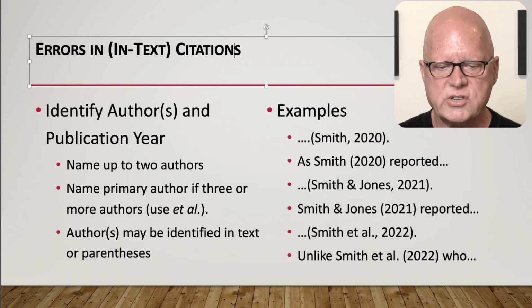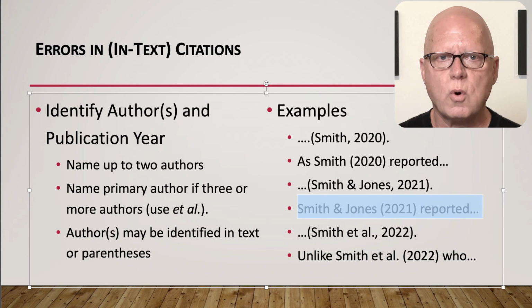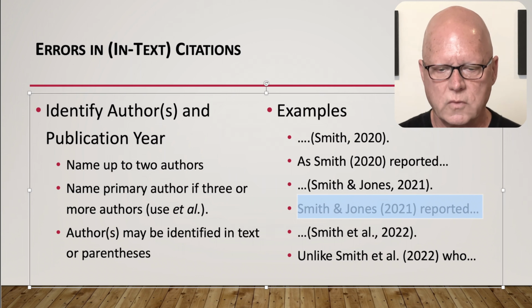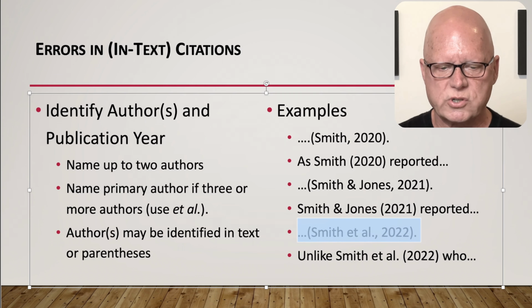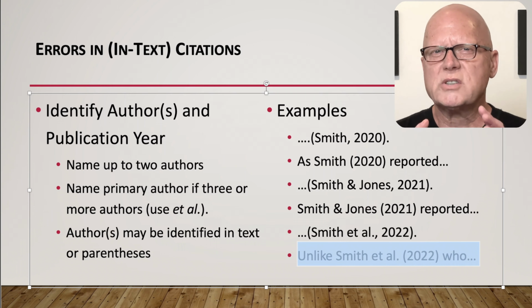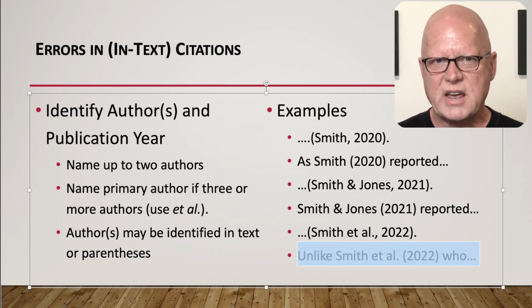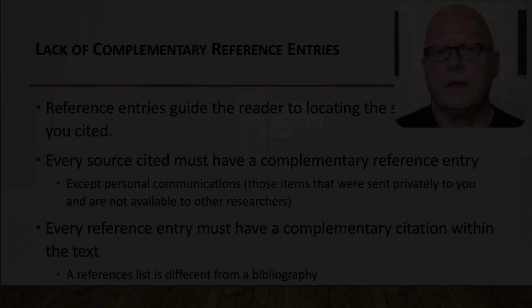And here are other examples, two authors, three or more authors. So citations are relatively straightforward. You just have to accurately spell the authors' surnames.